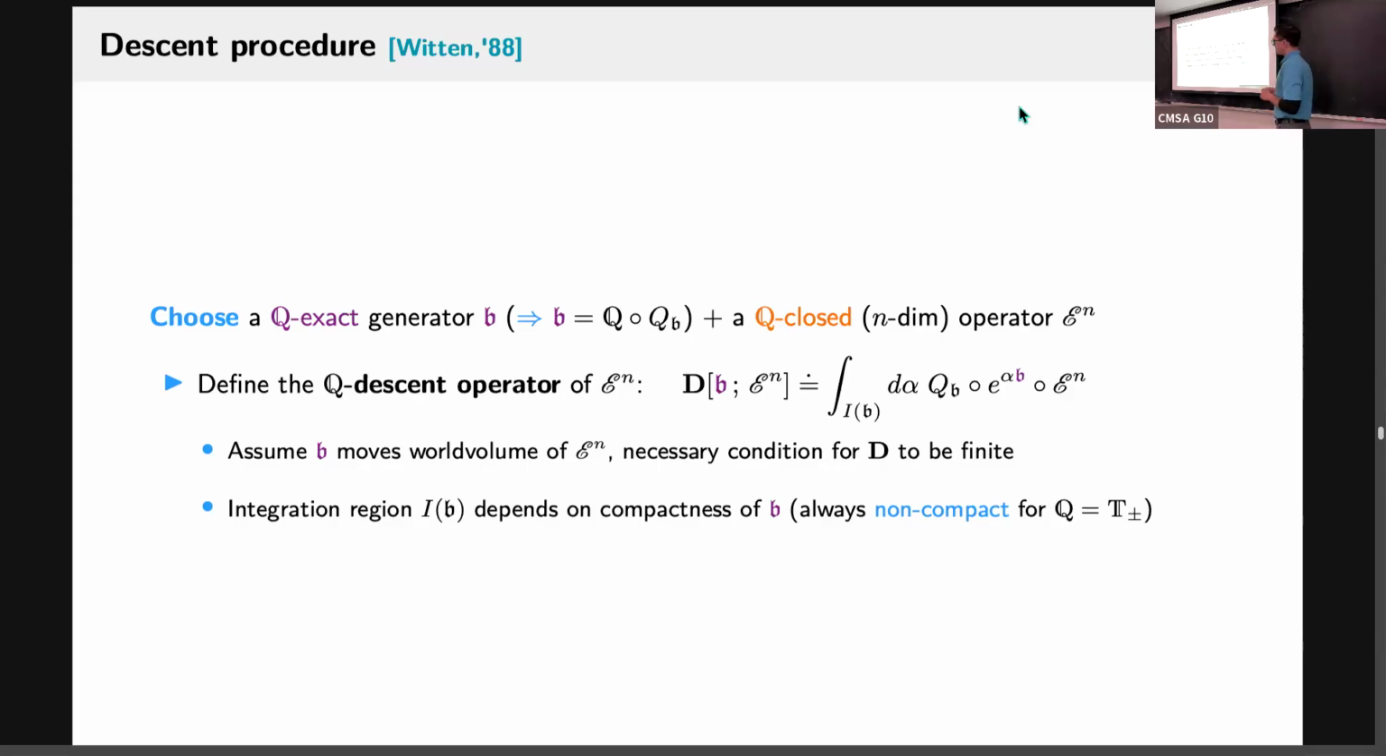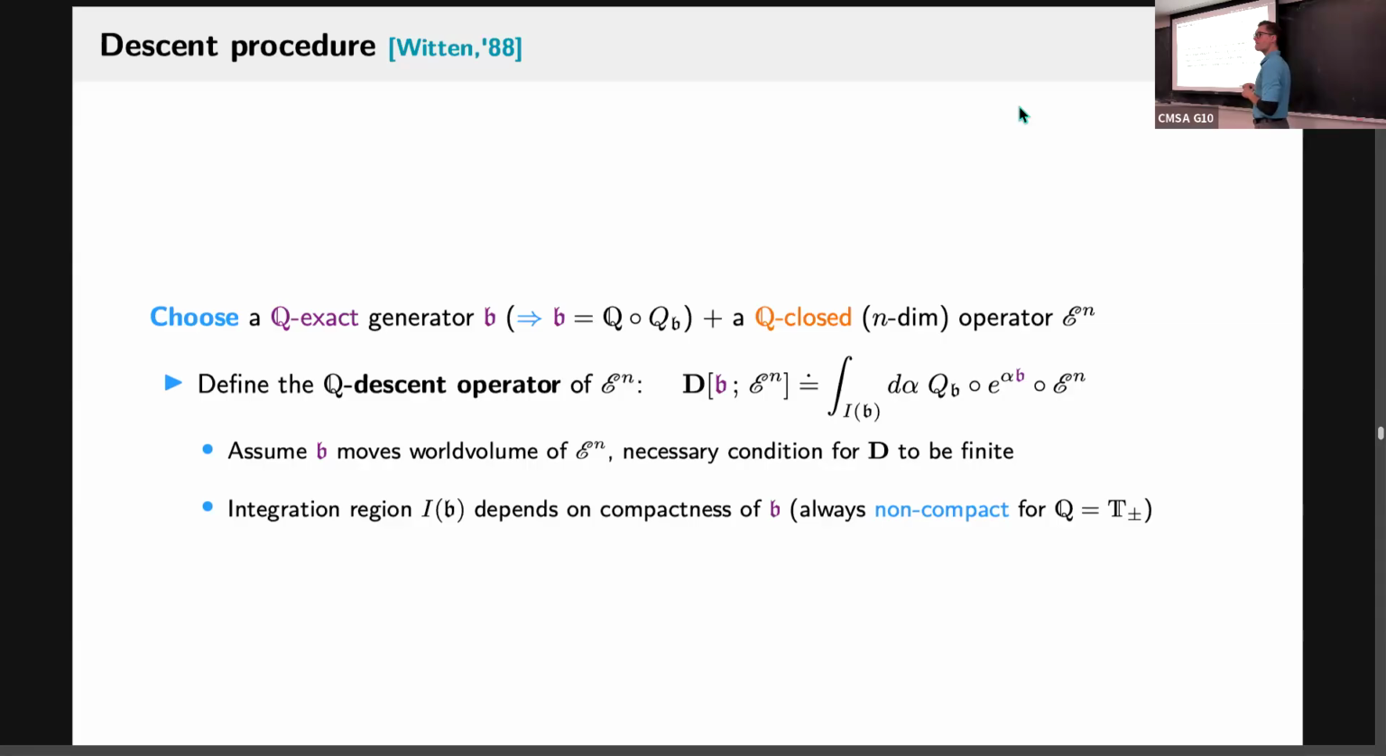And we need to make one assumption here. First, we want to assume that B actually moves the world volume of E, by which I mean B does not reside in the isotropy algebra of whatever fiducial world volume E is defined on. And this is a necessary, albeit not sufficient, condition for the descent operator to actually give me something that will yield finite observables, mainly correlators and OPEs, when I go ahead and actually do these integrals over I. And this integration region depends on the compactness of this element B. And when I take our nilpotent supercharge to be T plus or T minus, it will turn out that B here is always non-compact. So we can just take I to be the real line.